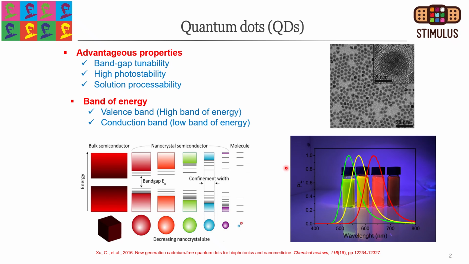For example, if you look at this picture, these are indium phosphide zinc sulfide core-shell quantum dots, and I have synthesized these quantum dots by controlling the size of the quantum dot. Here we can see that we can synthesize green, yellow, red and deep red emission quantum dots.